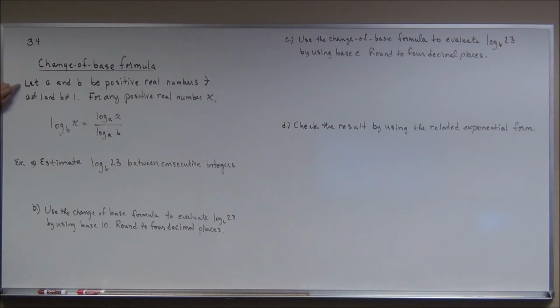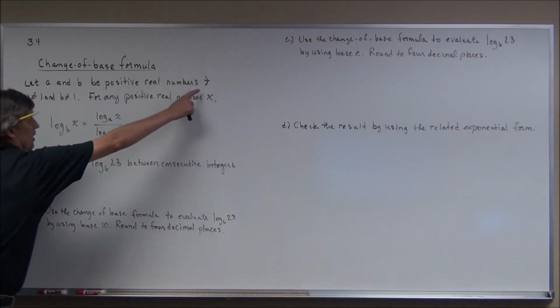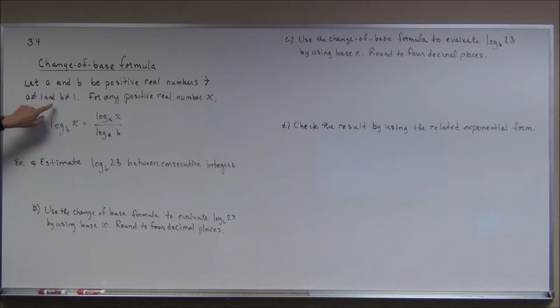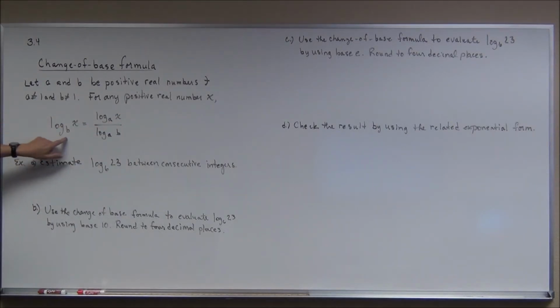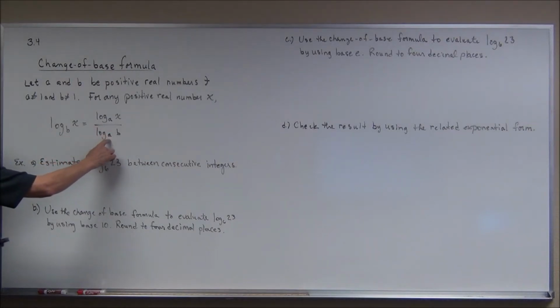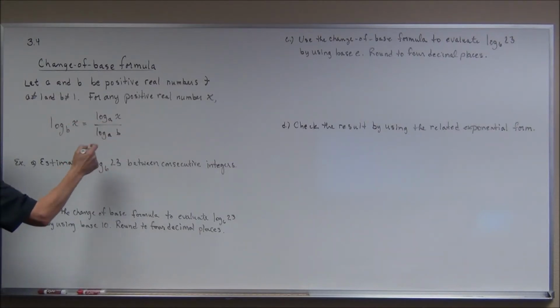So in this case, let a and b be positive real numbers such that a does not equal 1 and b does not equal 1. Then for any positive real number x, the log base b of x is equal to the log base a of x all over the log base a of b. See how I went from base b to an expression that has two base a logarithms. And base a could be 10 or it could be e, so we can figure that out on the calculator.